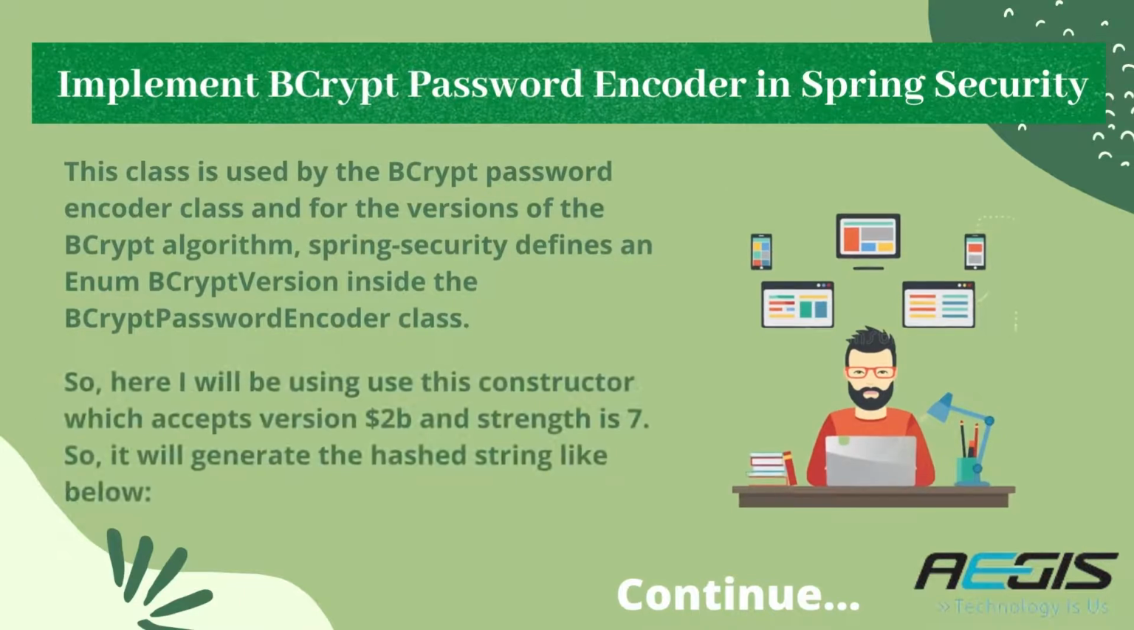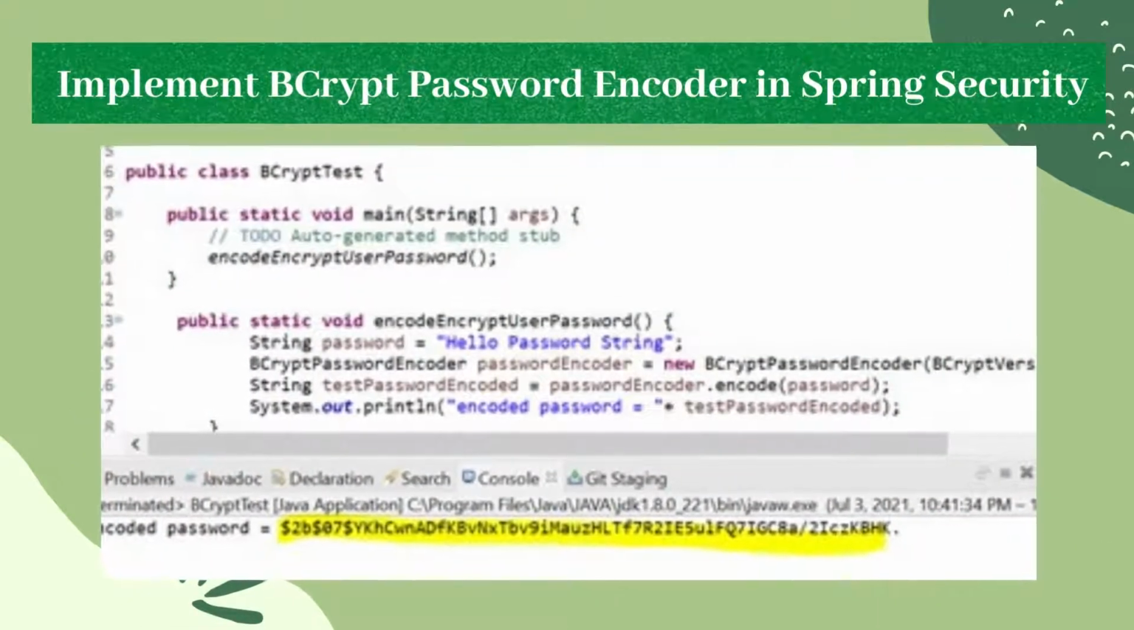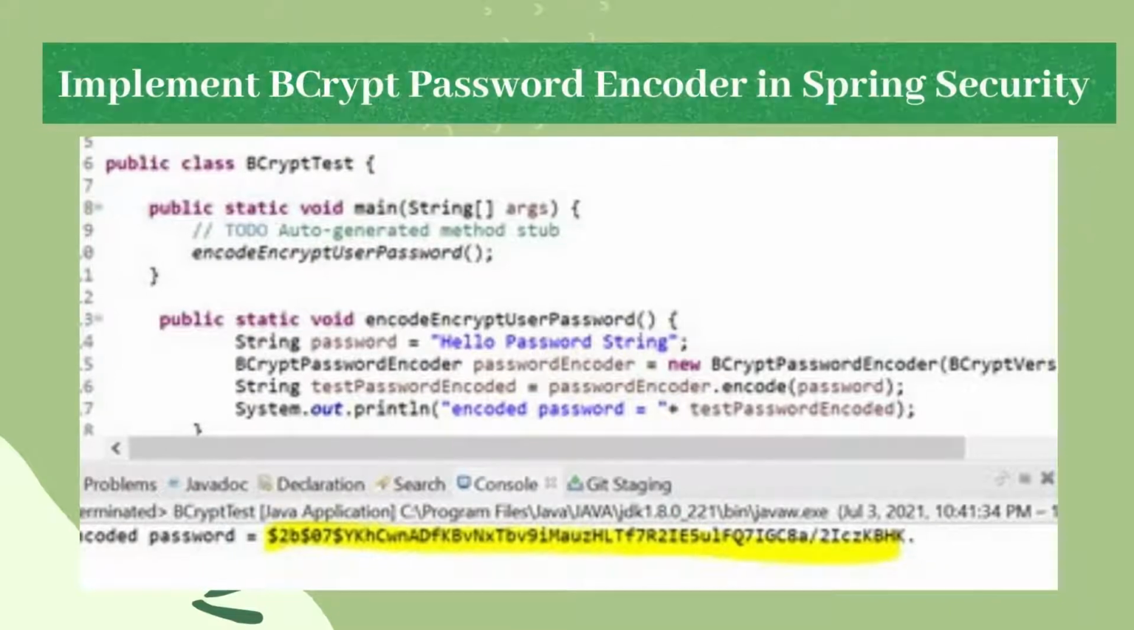This class is used by the BCryptPasswordEncoder class, and for the versions of the Bcrypt algorithm, Spring Security defines an enum BCryptVersion inside the BCryptPasswordEncoder class. So, here I will use this constructor which accepts version $2B and strength 7. It will generate the hashed string like below.